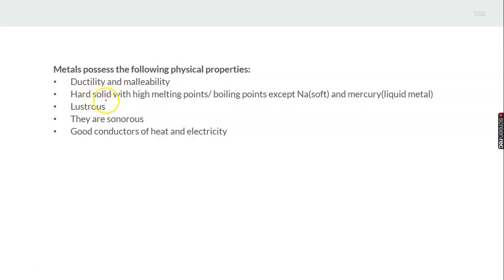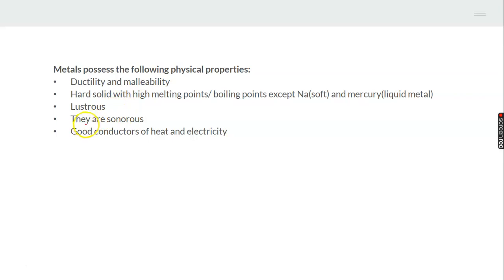The second one is that they are solid with high melting and boiling points, except sodium, which is soft, and also mercury, which is a liquid metal. Then they are lustrous. Lustrous means they have a shiny appearance, okay? They have a shiny appearance, that's why they are used as jewelries, and they are used in paints because of their reflective nature.